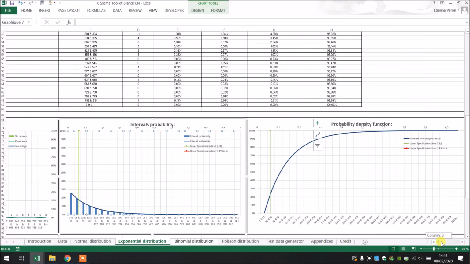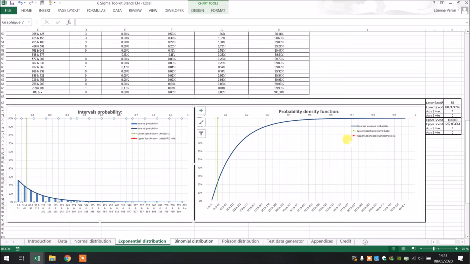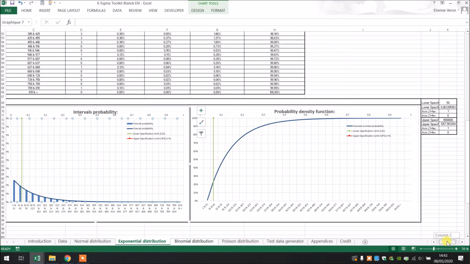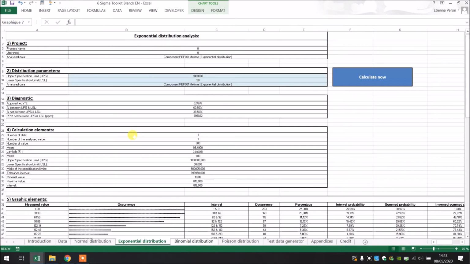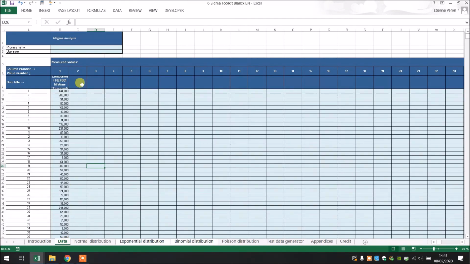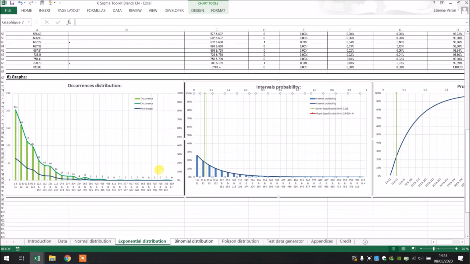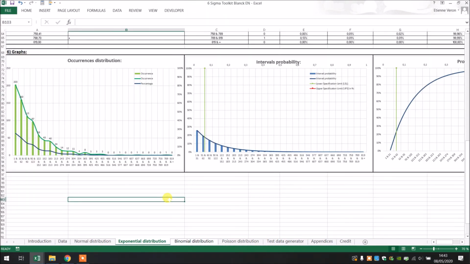After, we have the probability density function, which is pretty much the same thing, and that helps us to know how our data are distributed and our probability. So we can see by this tool, just by pasting your data in this tab, you can make an exponential distribution study very easily and quickly.